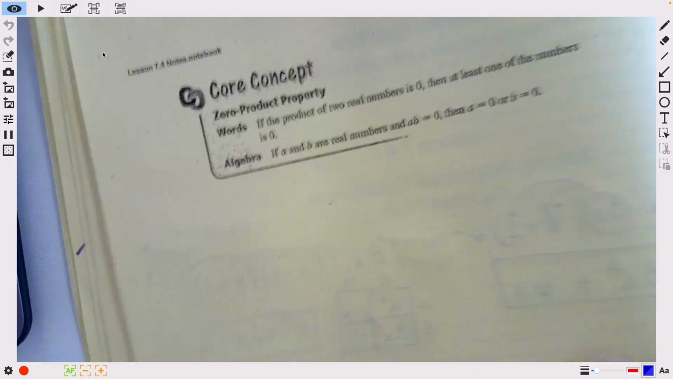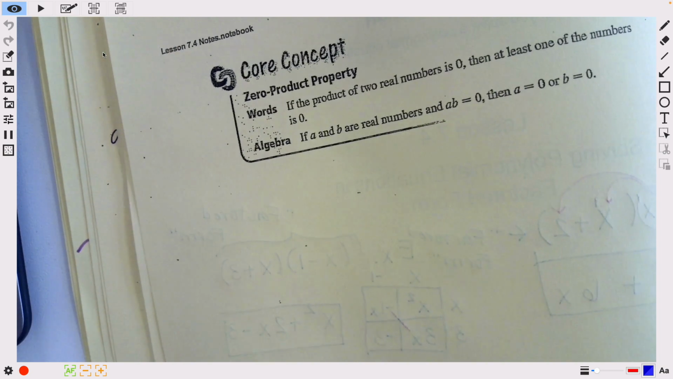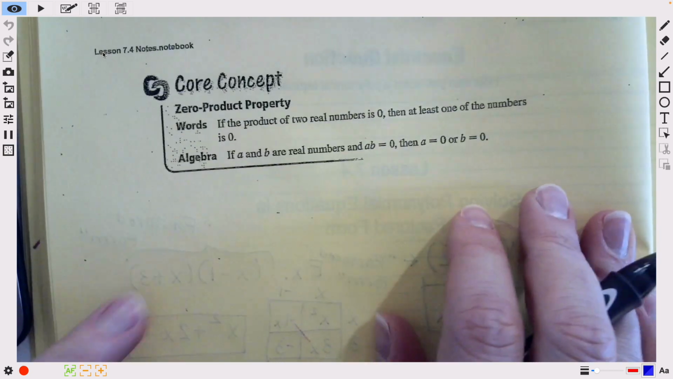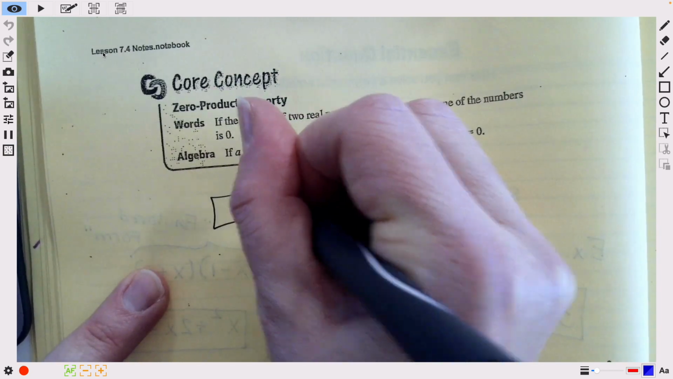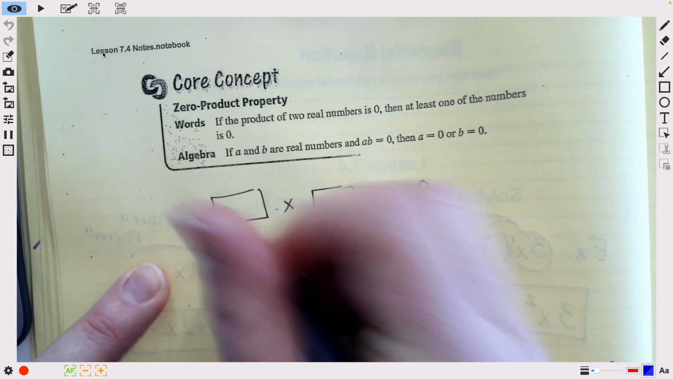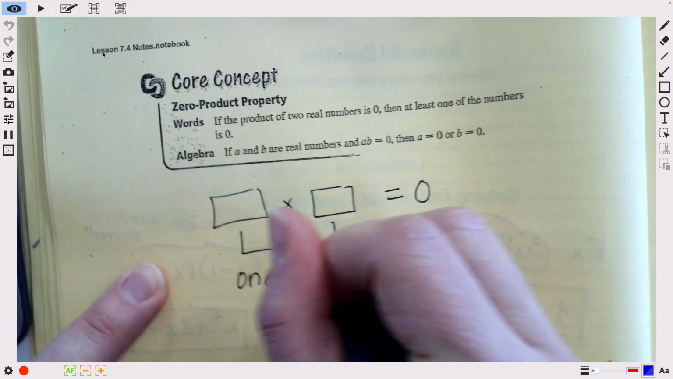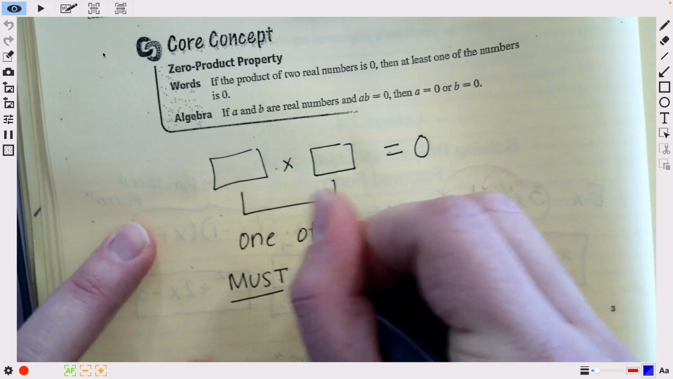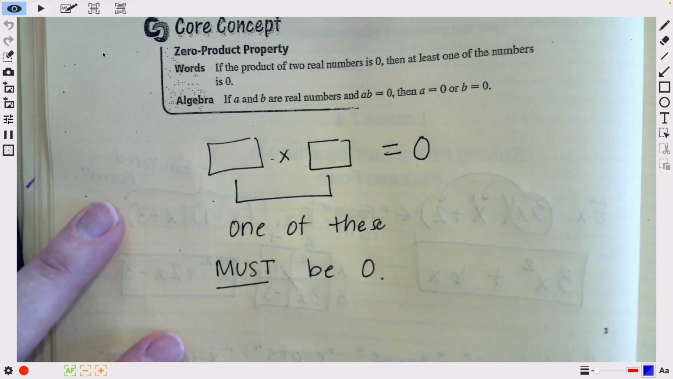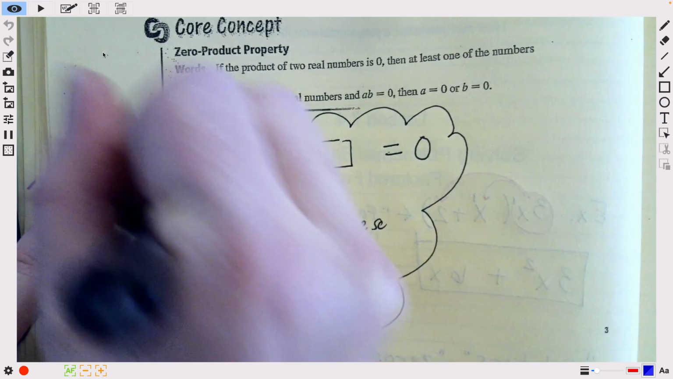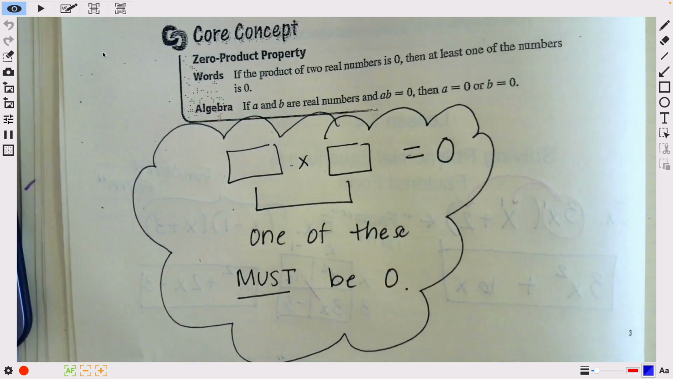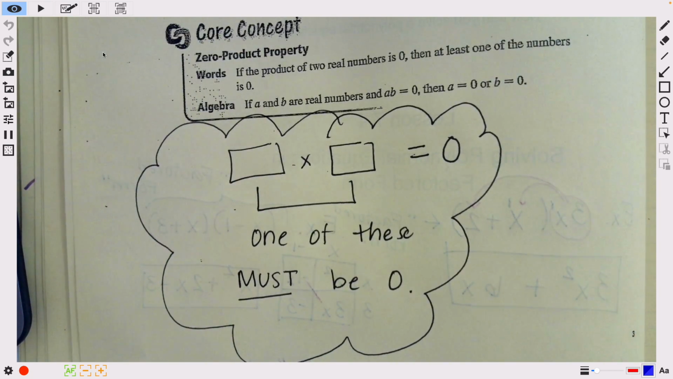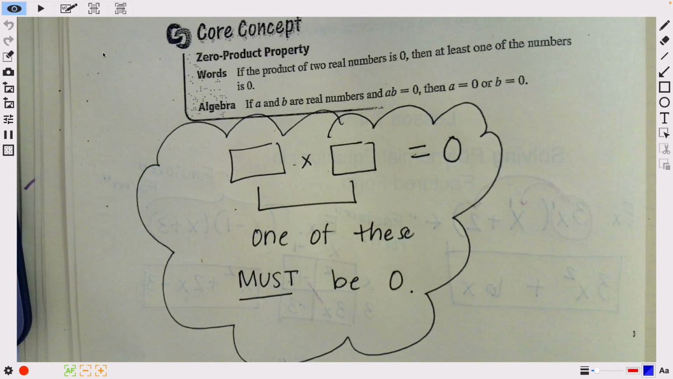Okay, so the first thing we're going to talk about today is the zero product property. So we just finished talking about that. We said if anything is going to multiply to make 0, then one of the numbers has to be 0. So if you have two things that multiply to make 0, then one of these must be 0. The only way to multiply to 0 is if you multiply by a 0. That is the only way. We're not talking about addition and subtraction. We are talking about multiplication. The only way to multiply to 0 is if you multiply by 0.